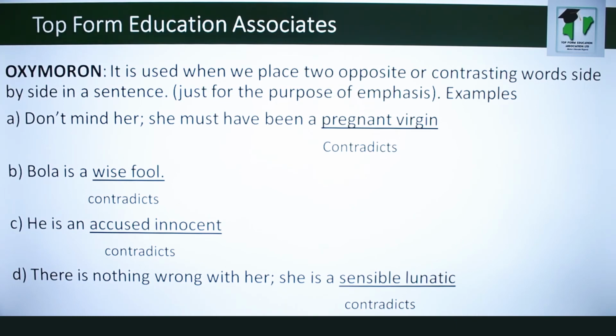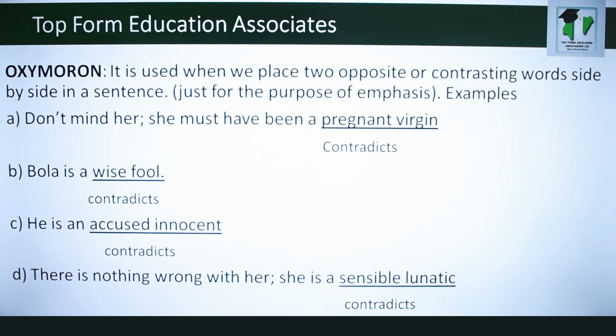Example B. Bola is a wise fool. You can imagine that again. Wise and fool. Tell me, can you be wise and then be foolish at the same time? So at this point, it's just an emphasis being laid. Bola is a wise fool. The wise and the fool are contradicting each other just for emphasis' sake.